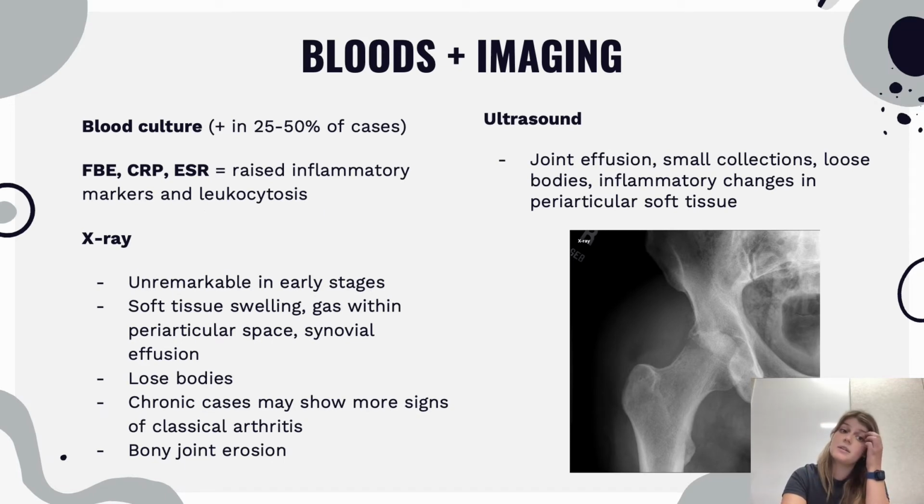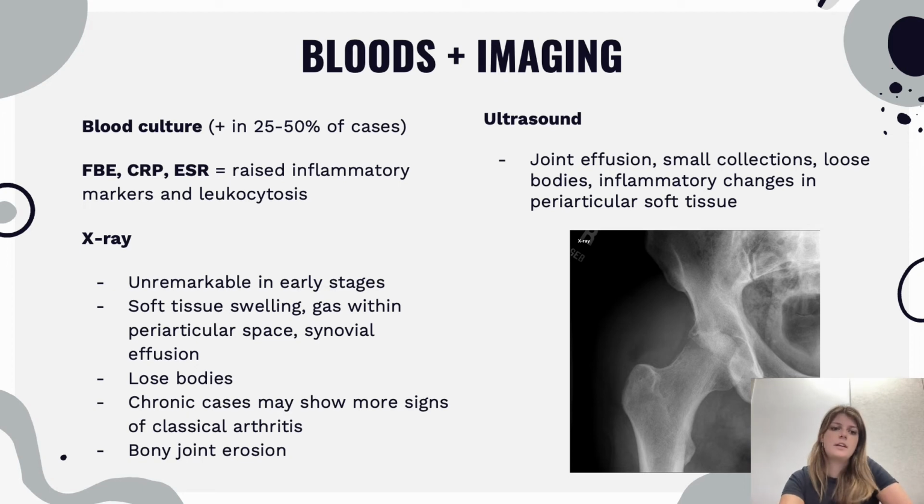So what else can we do? We can do a blood culture. In about 20 to 50% of cases, there might be septicemia as well, so the blood culture might be helpful. We want to do a full blood count, CRP and ESRs, just checking for raised inflammatory markers and leukocytosis.